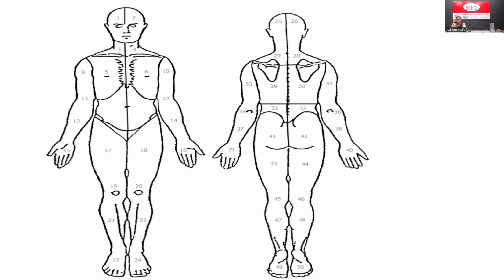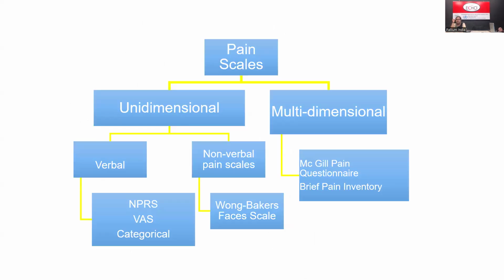Okay, so next, pain scales. There are unidimensional and multidimensional pain scales. Unidimensional pain scales are verbal and non-verbal. In verbal: the numerical pain rating scale, visual analog scale, and categorical scale. And non-verbal pain scales: Wong-Baker Faces scale. In multidimensional: McGill pain questionnaire, brief pain inventory and all. In palliative care, we generally follow NPRS, VAS, categorical, and Wong-Baker Faces scale.